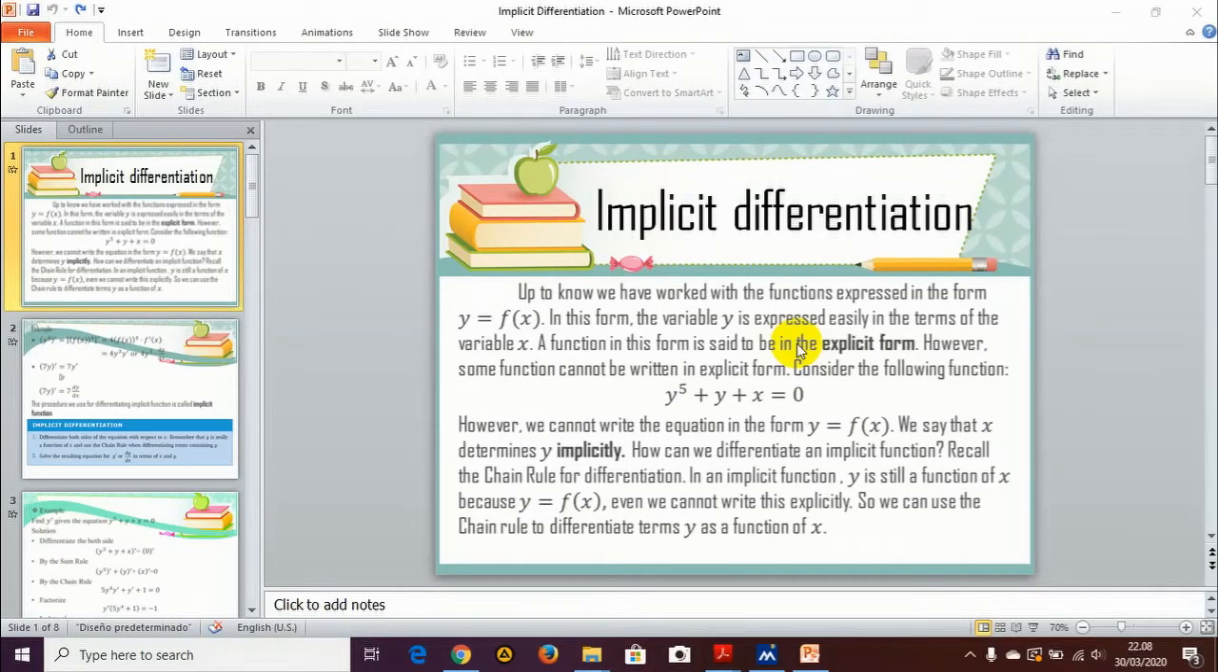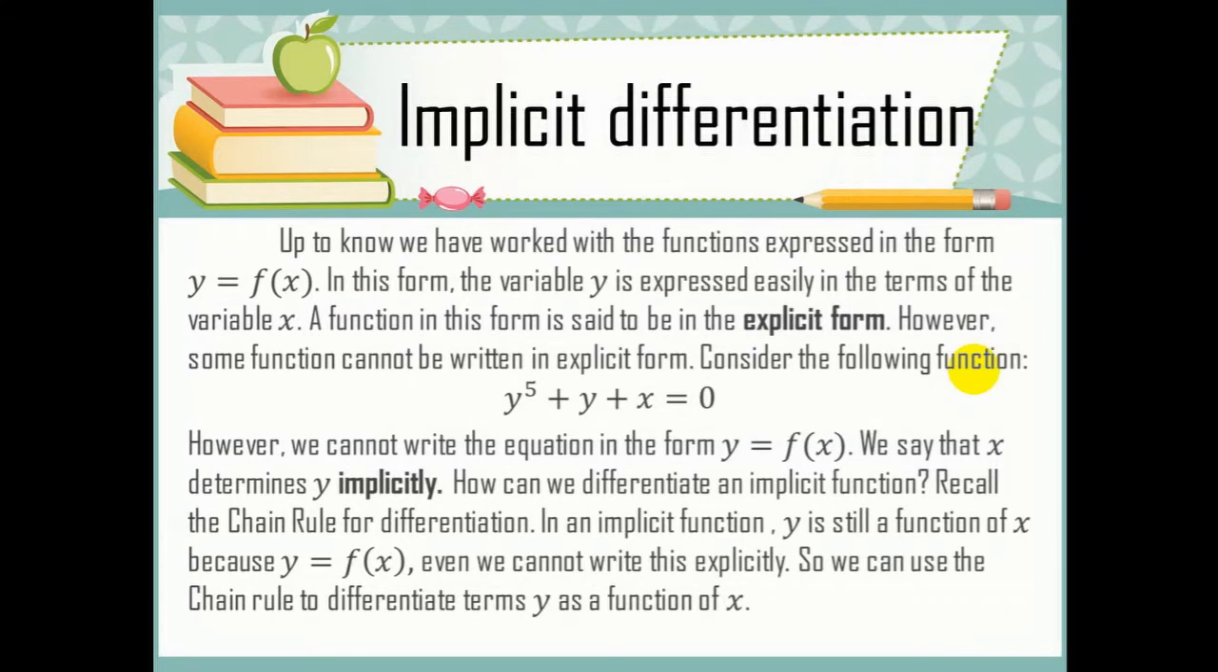How are you today? Today we will learn about implicit differentiation. Up to now we have worked with functions expressed in the form y equals f(x). In this form, the variable y is expressed easily in terms of the variable x. A function in this form is said to be in explicit form. So in the previous lessons, when we did differentiation, it was in explicit form.